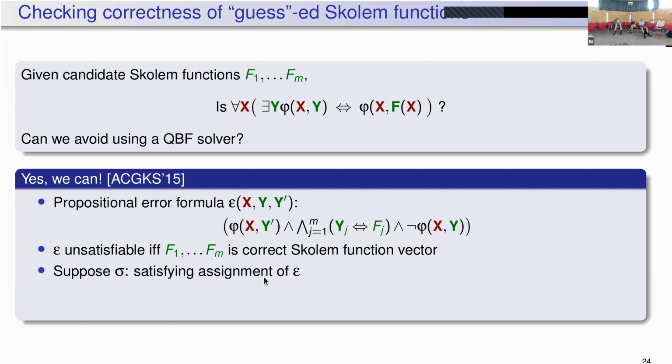Suppose I have a satisfying assignment to this. What does that tell me? That tells me that there is a value of x for which I can assign values of y prime such that phi is true. So indeed there is an x for which the outputs can be generated to satisfy the specification, but the values of the outputs generated by the candidate functions are not satisfying the specification. So these y's are set to f's.